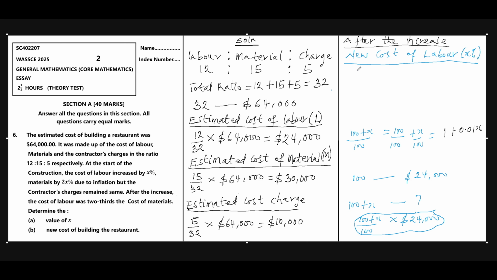So that is the expression we are going to use in place of this. So we have 1 plus 0.01x multiplying the $24,000.